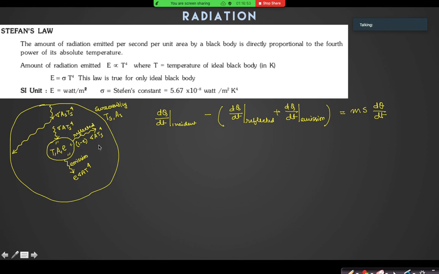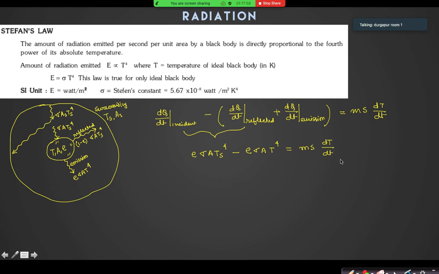Yes, sir. Out of that, what is the subtraction of dq by dt incident minus reflected? It's not emission. dq by dt incident minus reflection is what? Absorption. And if you just subtract it, you will find sigma A Ts power 4 cancels out, so this will be E sigma A Ts power 4, minus the emission E sigma A T power 4, equal to m s dT by dt. Instead of theta you can write T. Yes or no?